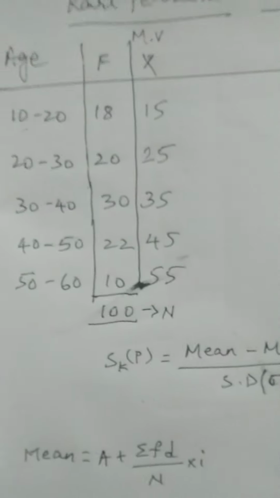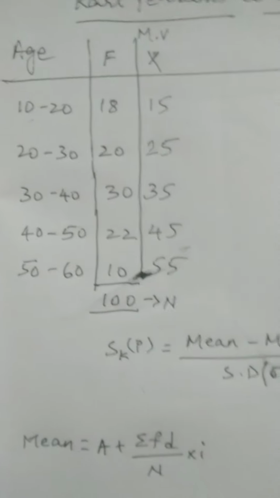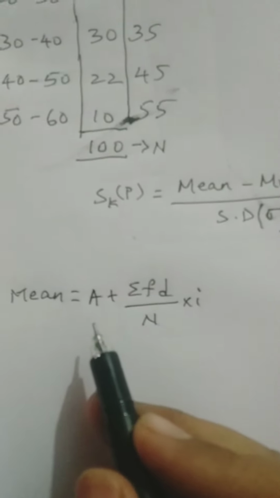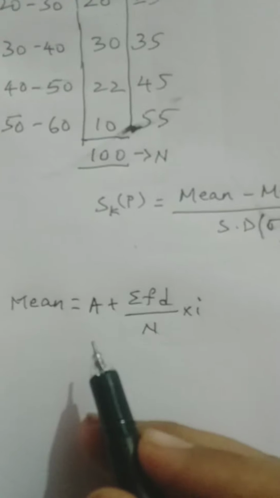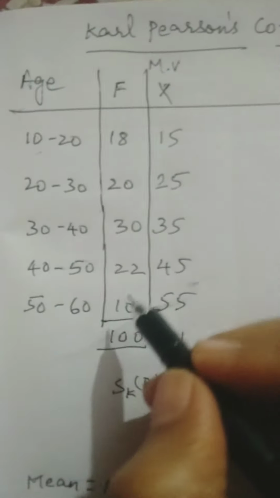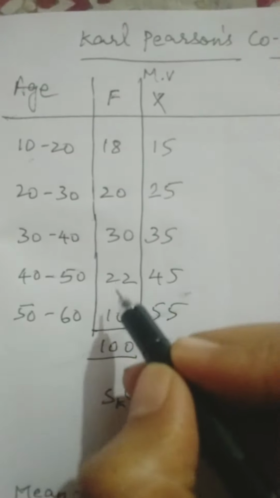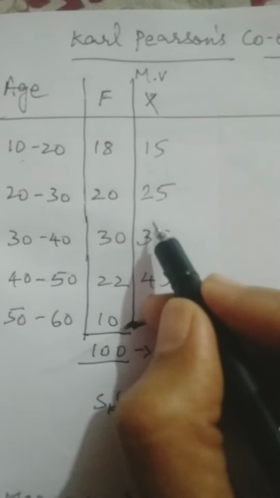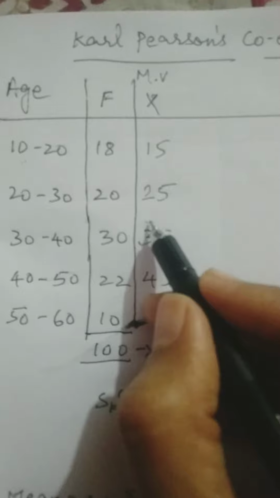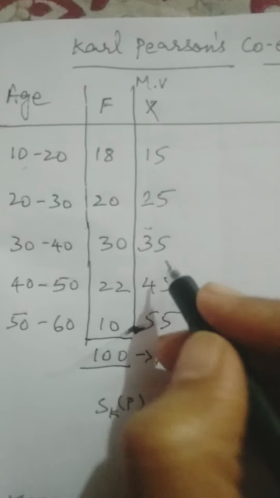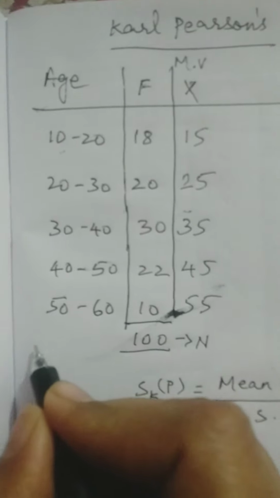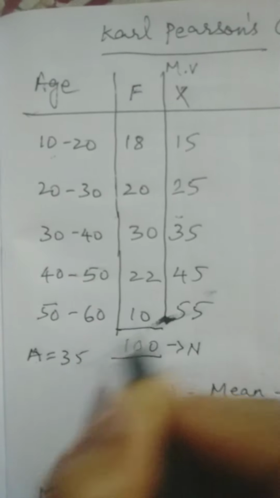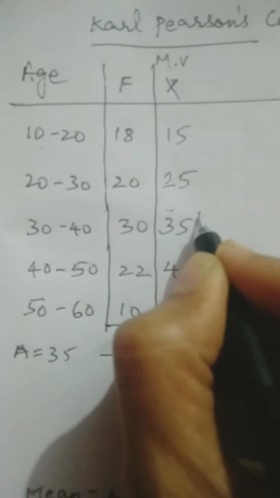Now students, first I will tell you how to calculate this one. For this, you will see which is the middle number here. In this mid value, you have 35 as the middle number, right? So, you will write a is equal to 35. This is the middle number. So, I am putting a here.